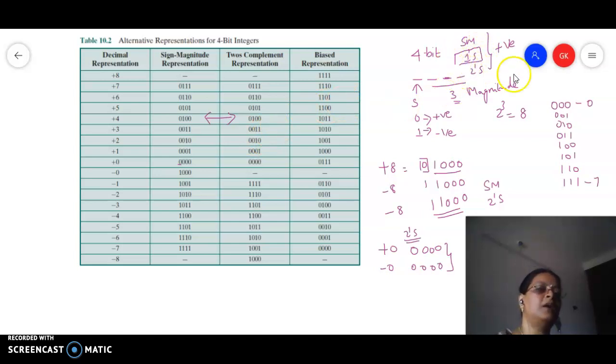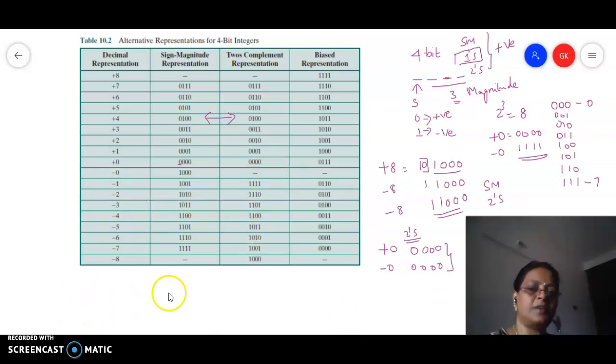See how we will represent plus 0 and minus 0 in 1's complement. Plus 0 is going to be 0, 0, 0, 0, and for minus 0 in 1's complement representation you have to take the 1's complement, so it will be 1, 1, 1, 1. So we will have two different patterns for plus 0 and minus 0, and if you follow these two patterns there will be confusion whether it represents minus 0 or plus 0. In order to avoid this ambiguity, we just follow 2's complement, where we don't have any separate pattern for minus 0.